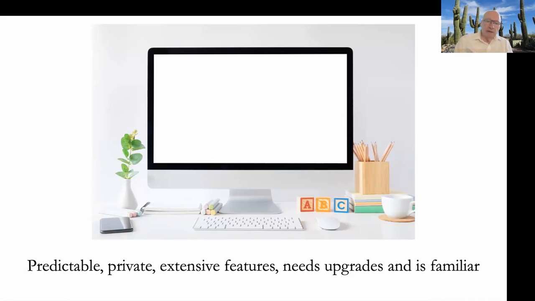This is another consideration of desktop, is they need upgrades. You buy a program that sits on your computer, and if you do that, then at some point in time, the technology is going to change, and the program itself will either not take advantage of additional technological advances, or it will become non-functional.